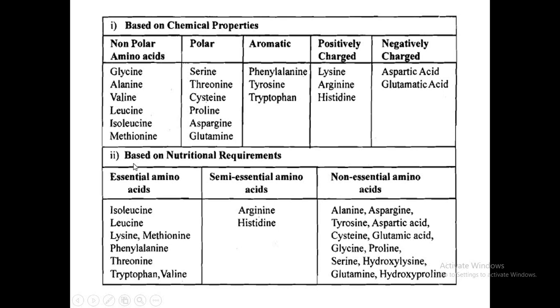Another classification of amino acids is based on their nutritional requirement. First of all, we will talk about how amino acids can be classified on the basis of the chemical properties of the side chain, or on the basis of the polarity of the side chain at physiological pH. So what is polarity? First of all, we have to understand it.